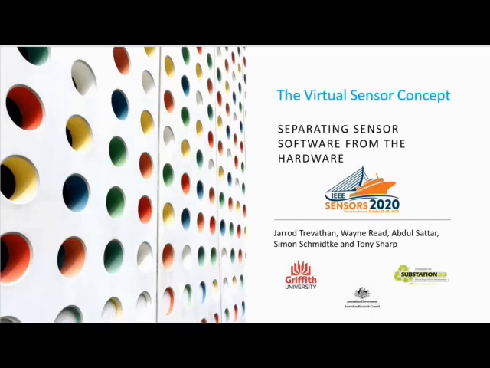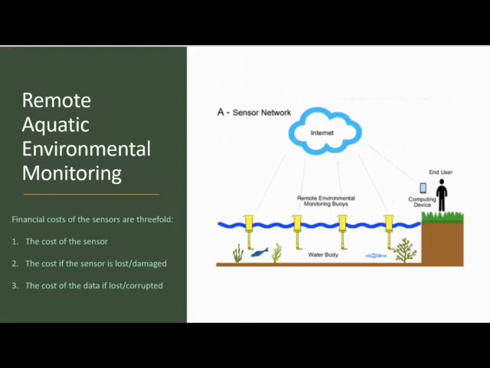The virtual sensor concept, separating sensor software from the hardware. Existing remote water quality monitoring platforms are prohibitively expensive for most applications. Much of this has to do with the expense of the individual sensors. While these sensors are highly capable and sophisticated devices, the actual design approach taken in conjunction with the larger sensor network delivery system results in severely restrictive proprietary systems.